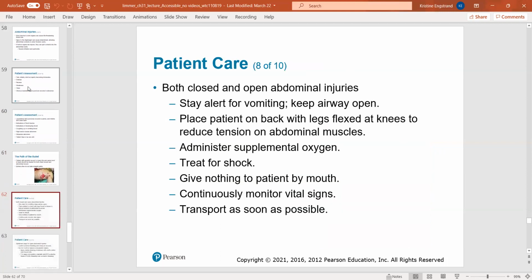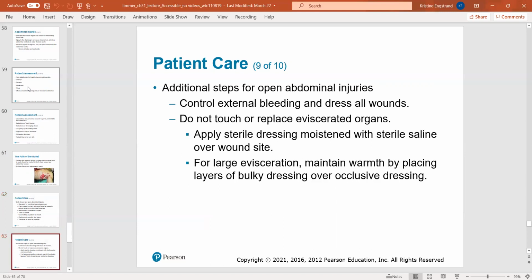So remember, bullets do not take a straight path. We've got to keep that in mind. Watch for vomiting, a big one on abdominal injuries. Maintain your ABCs. They may want to be on their back if there's no spinal compromise. If their legs are flexed, like your legs are tucked in, sometimes that will reduce tension on those abdominal muscles and help with pain. ABCs, treat for shock. Do not give the patient anything by mouth. We usually don't anyway. You guys know that already. I've already told you that. And watch your vital signs. Consider your ALS intercept.